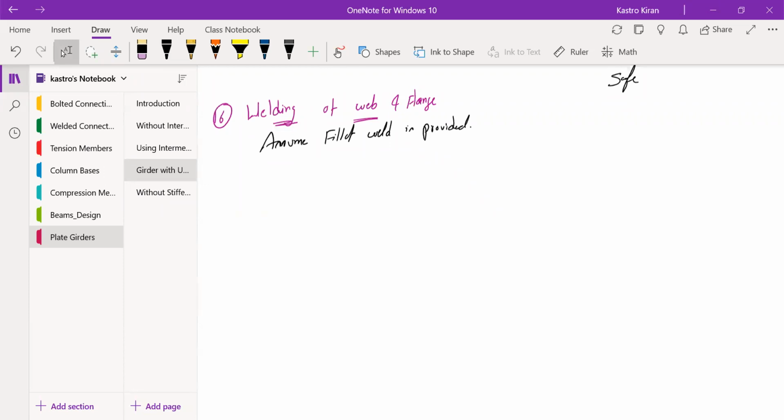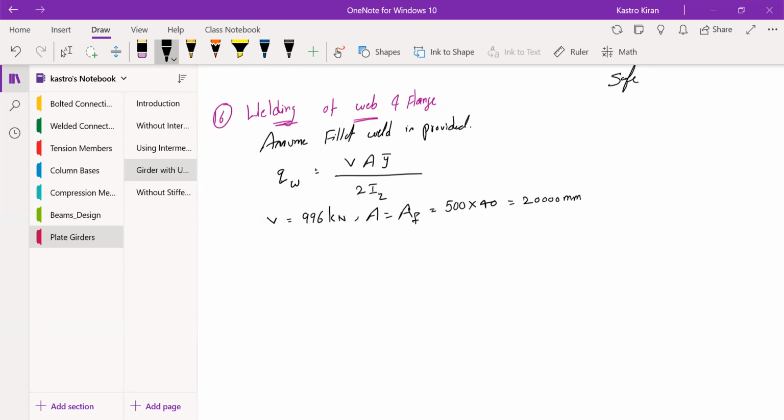I'll go a little faster because you know these calculations. You know the shear stress equation, that is QW equals VA Y bar by 2 times IZ. Here V is the reaction force or the maximum shear force, that is 996 kilonewtons, and A is taken as the area of a flange, width 500 and thickness 40, which gives 20,000 mm square.